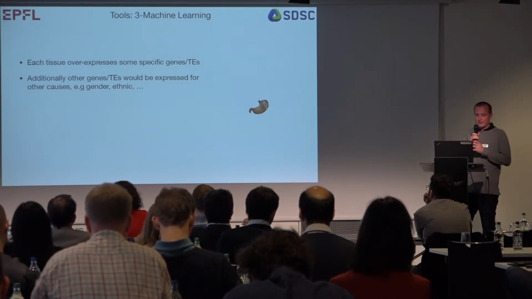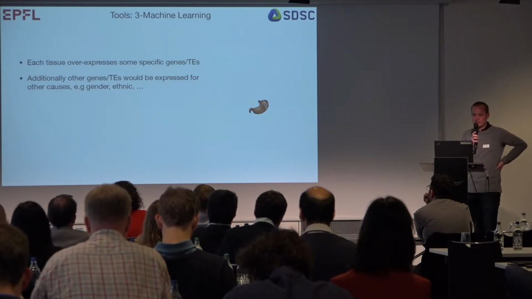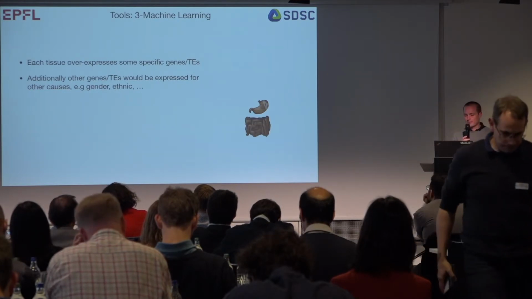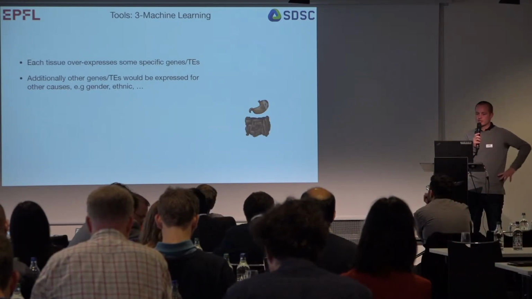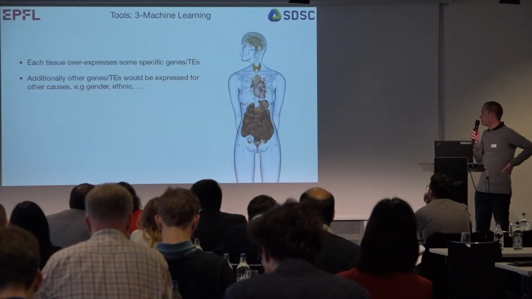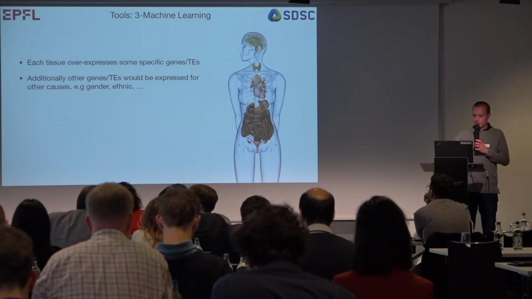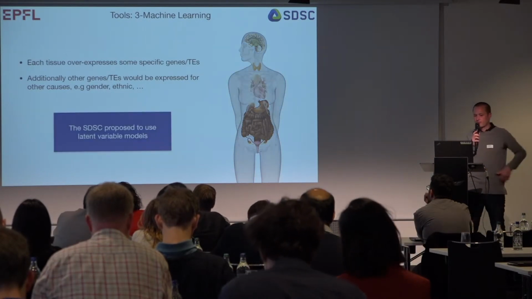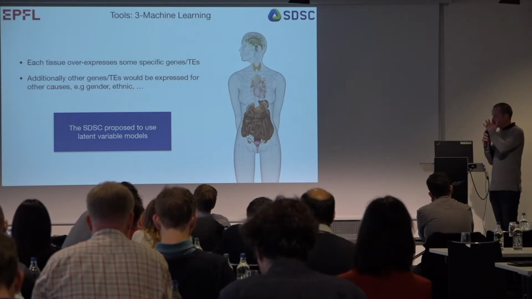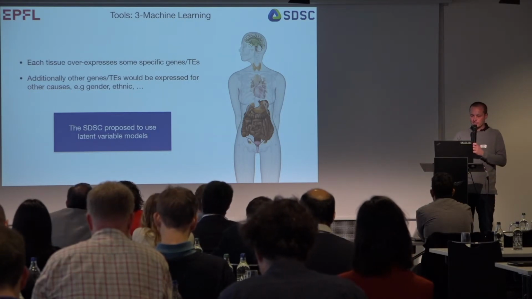At the beginning, we saw that every tissue, we believe, will overexpress some specific features, be they genes or TEs. For instance, the stomach will overexpress some of them, and the intestines will change their expression in some others, and so on and so forth until we have the full tissues of the body. Additionally, there will be other features that change their expression depending on other factors, like gender, ethnicity, and other things like that. So what the SDSC proposed to model all this endeavor is to use latent variable models.